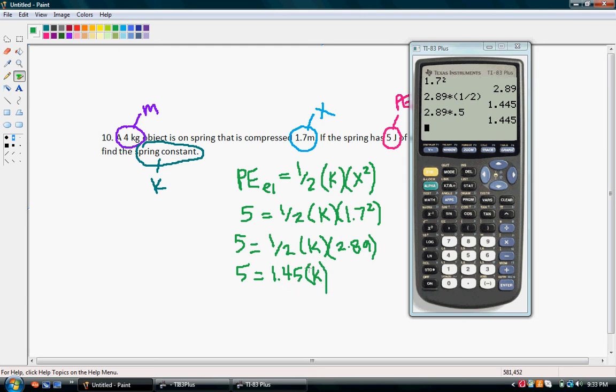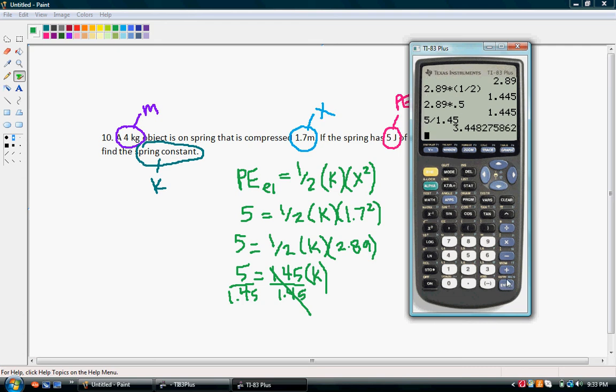So to find the spring constant, we have to get 1.45 on the other side. Well, since this 1.45 is being multiplied to K, we have to divide it to get it away from our spring constant K. Well, 1.45 over 1.45 cancels out, and then we're left with our spring constant K is equal to 5 over 1.45. So we'll go ahead and plug that in, 5 over 1.45, and we get 3.45.